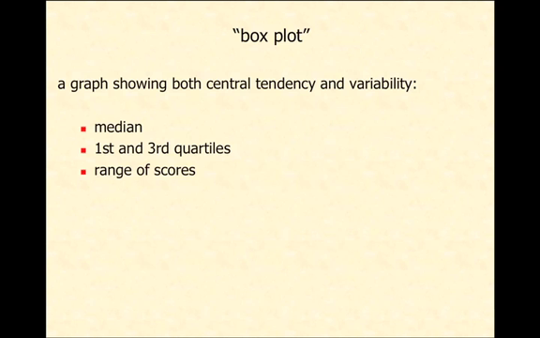Another way that we can portray variation around a mean is a box plot. Now, a box plot is nothing more than a graph that shows both central tendency and variability. In it, we see the median, we see where the first and the third quartiles set in the distribution, and we see the total range of scores. Once you know how to read a box plot properly, it's a very informative way to portray data.